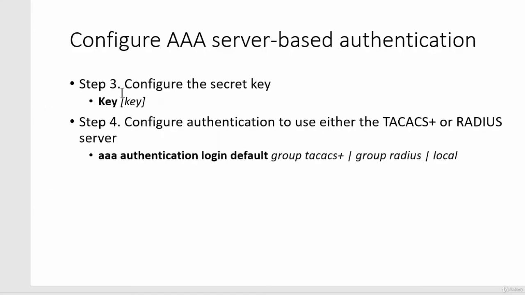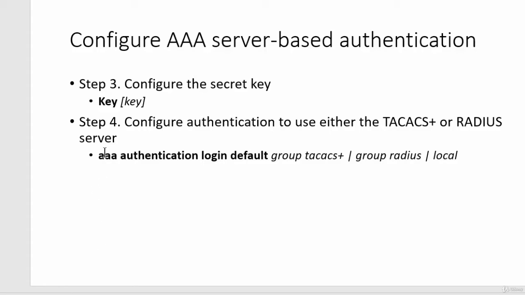Step 3. Configure the secret key by using the command key and then enter the key. Step 4. Configure authentication to use either the TACACS or RADIUS server by using the command aaa authentication login default group tacacs+ or group radius or local.